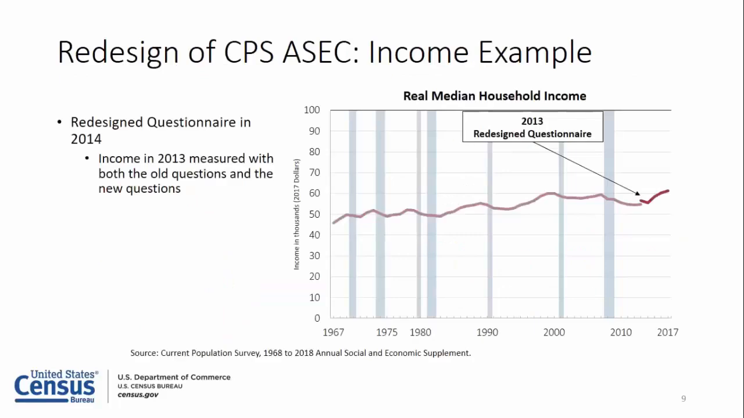Okay. This chart shows a time series for real median household income. Notice that for 2013 there are two estimates. Income did a split sample in the 2014 survey. Part of the sample got the traditional questions, part of the sample got the redesigned questions. Both are shown in the time series.